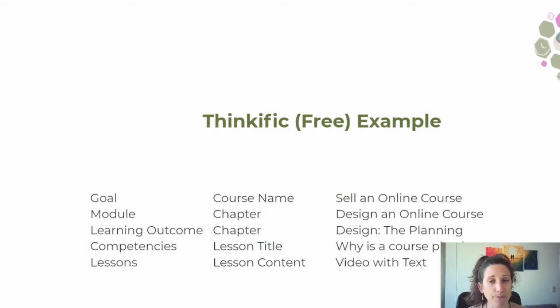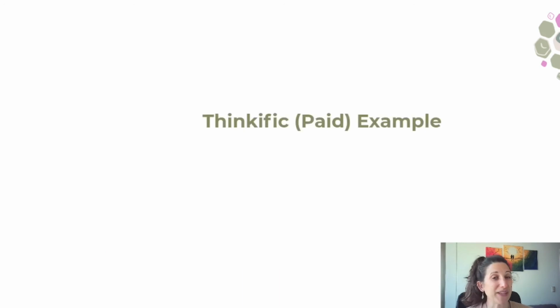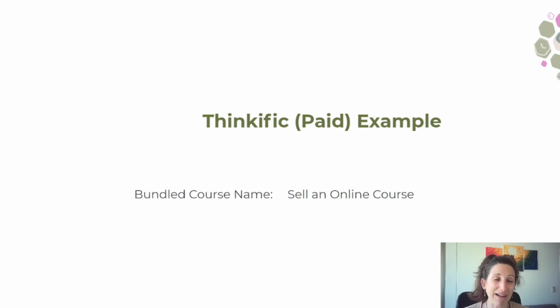Now, if we were to convert that into a Thinkific paid version, it becomes a little bit easier, because what I do now have access to is a bundled feature. And what this means is that I can create a bundle, like a bundle name, and underneath this bundle is when I group courses together. So now I have the opportunity to have 4 levels in my hierarchy. 3 of them belong to my course, and 1 of them is a bundle when I group multiple courses together. So here I have a bundled course name of sell an online course.